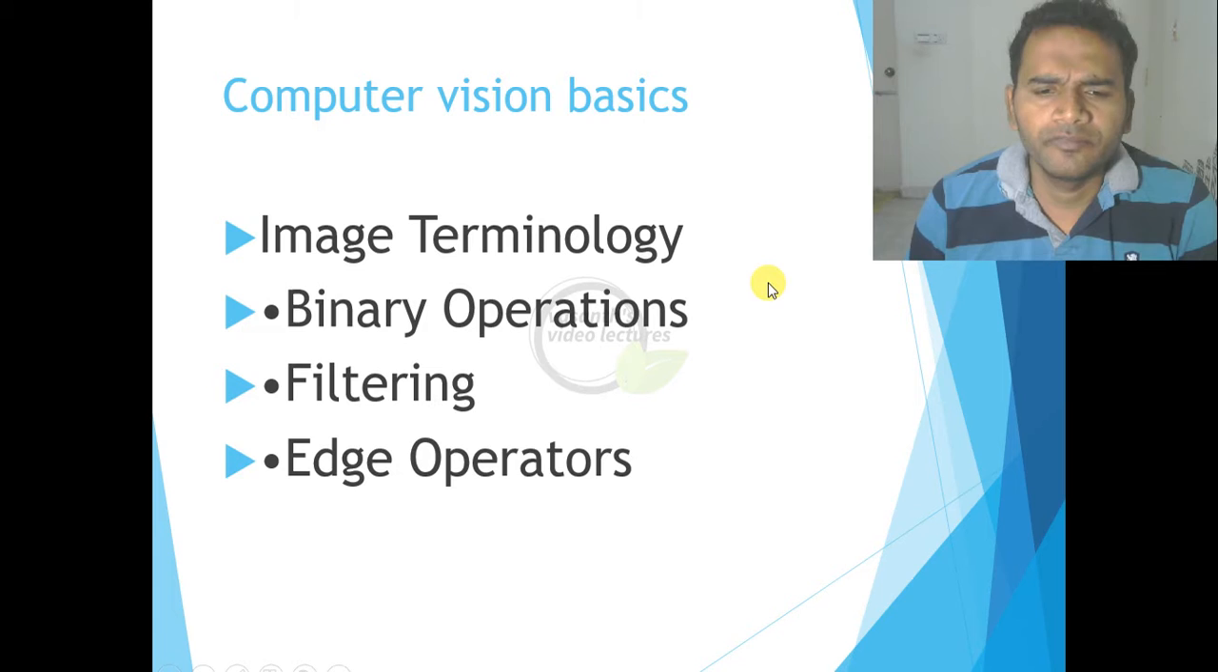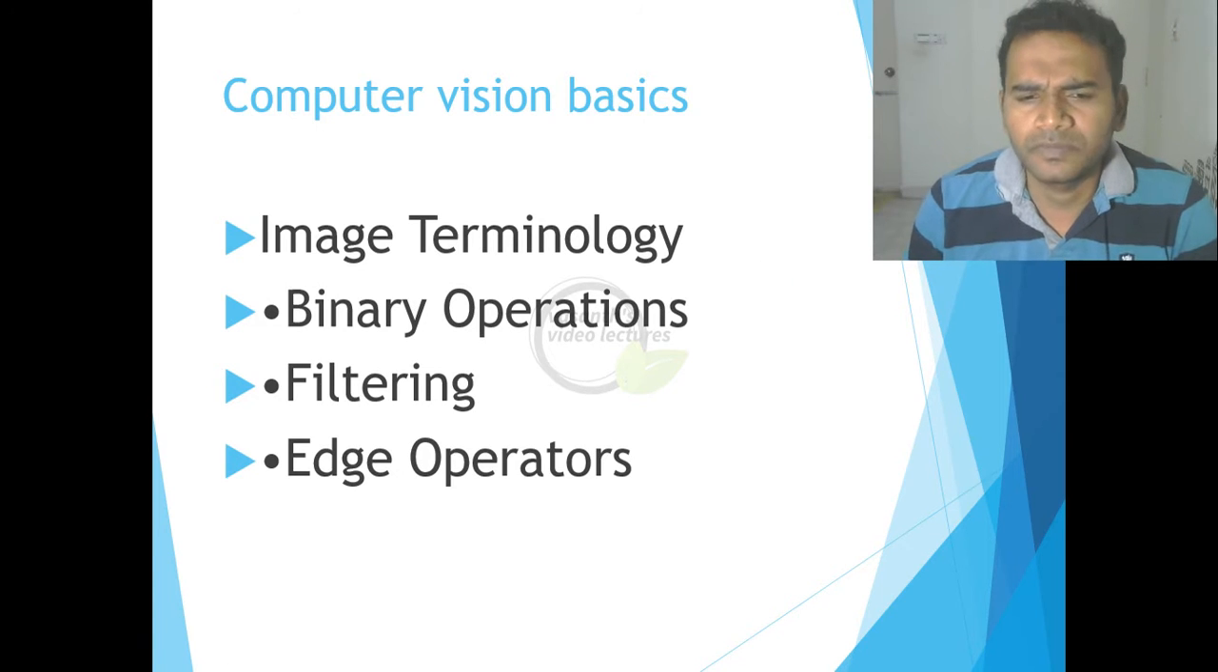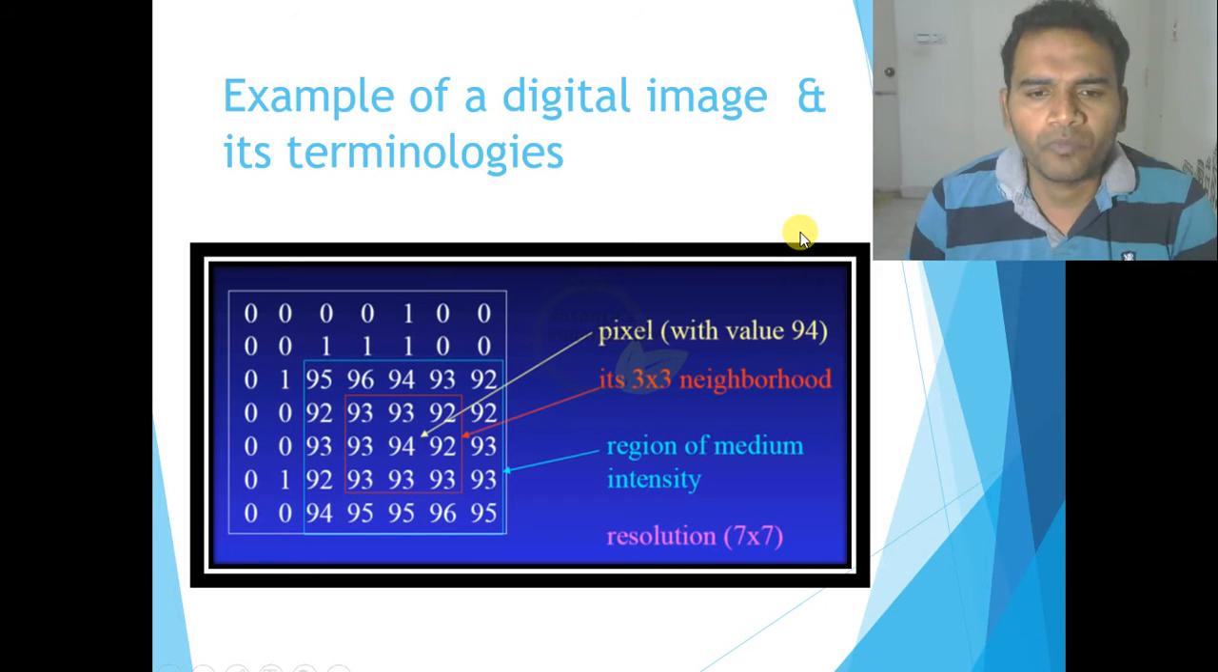So in vision basics, we have fundamental image terminology. Those are binary operators, filtering, and edge operators. Using these three fundamental image processing terminologies, how we can process images is the ultimate aim of this lecture. First, we'll deal with the example of a digital image and then its terminologies.